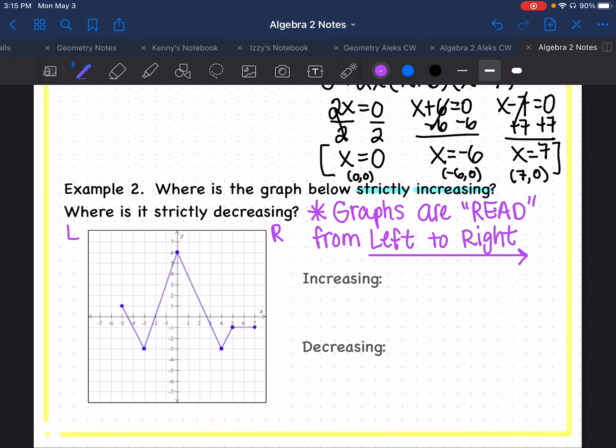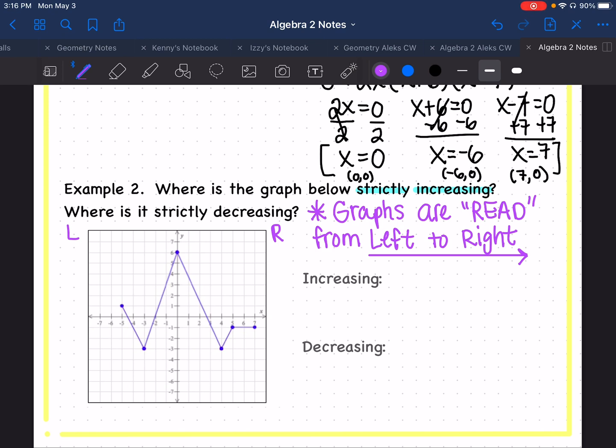So if you notice, our graph starts right here and then it goes down to this point. Notice I said it goes down. That means it is decreasing. Then at this point, it goes ahead and it turns and it goes upward. So this would be increasing. At this point, it changes direction again and goes down, decreasing. At this point, it changes and goes up, increasing. And then notice from this point to the end, it is flat. This is called constant. It's not increasing or decreasing, it's just staying steady.